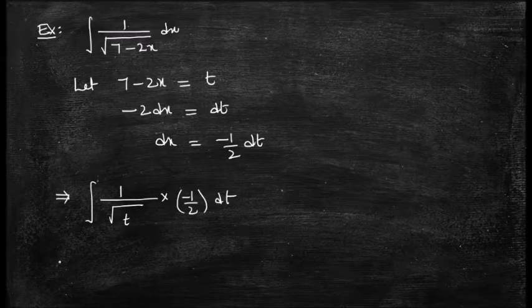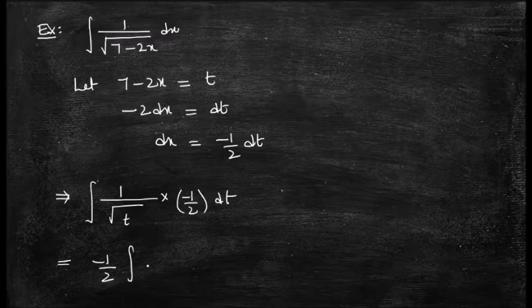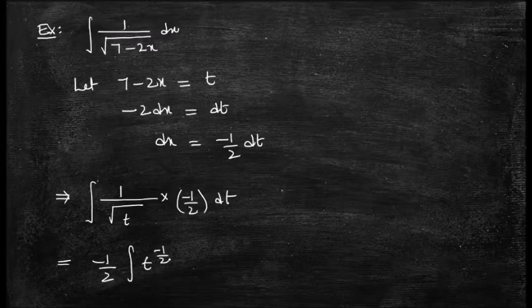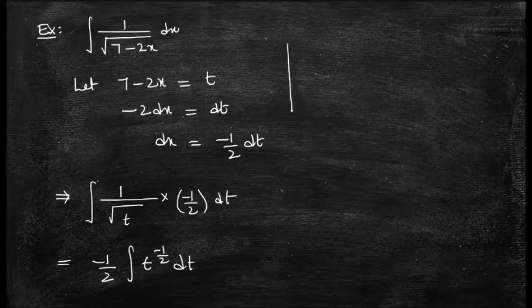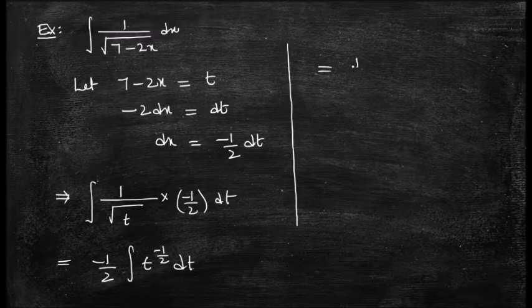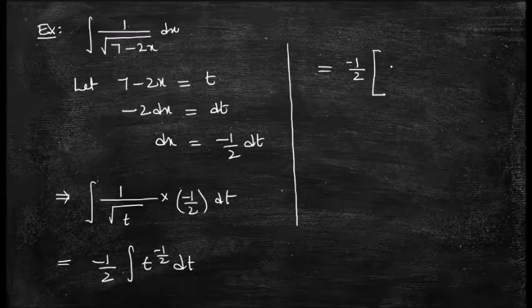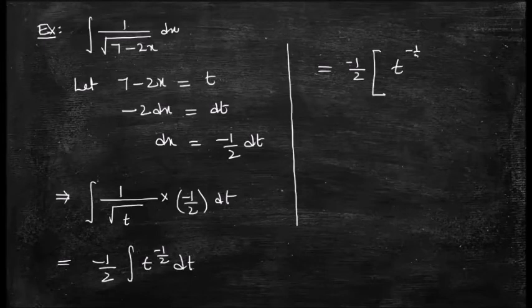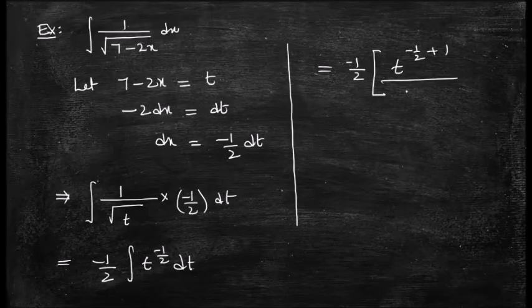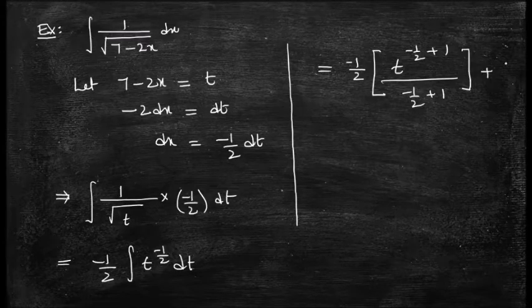So this minus 1 by 2 can come out, integration of t to the power of minus 1 by 2. Now what is integration of t to the power of minus 1 by 2? You can write it in the standard form: minus 1 by 2 times t to the power of minus 1 by 2 plus 1, divided by minus 1 by 2 plus 1, plus c.